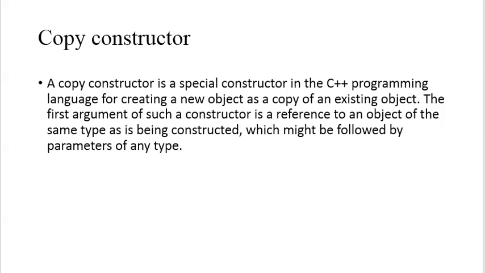of an existing object. इससे हम एक ऑब्जेक्ट के लिए दूसरी कॉपी क्रिएट करेंगे. The first argument of such a constructor is a reference to an object of the same type as being constructed, which might be followed by parameters of any type.